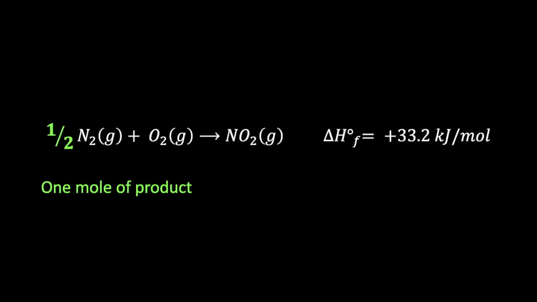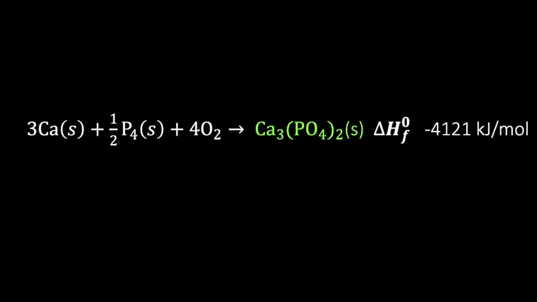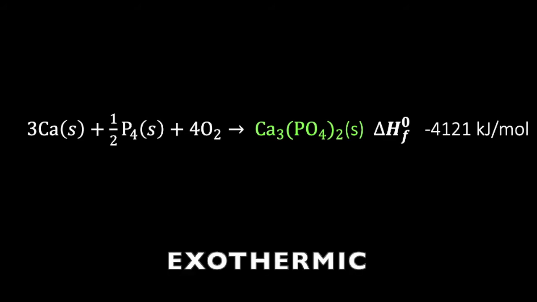Let's look at another example. Consider the compound calcium phosphate. Notice that the enthalpy of formation equation shows how this compound is built from calcium, phosphorus, and oxygen, all in their standard states. We can see that the standard heat of formation is negative, so this reaction is exothermic.